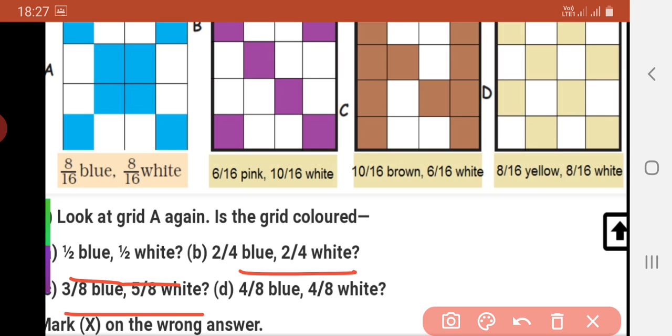So we know that in grid A, half the squares are blue in color and half the squares are white in color. So we can choose our answer easily, which is option A, and the remaining options are wrong.